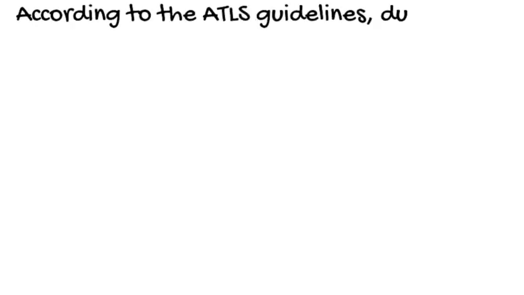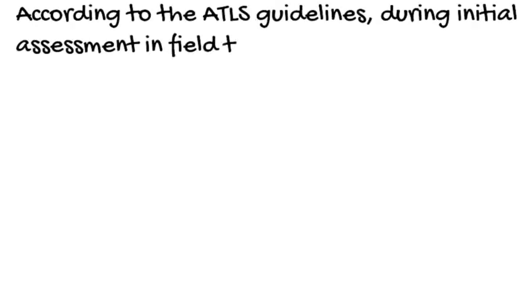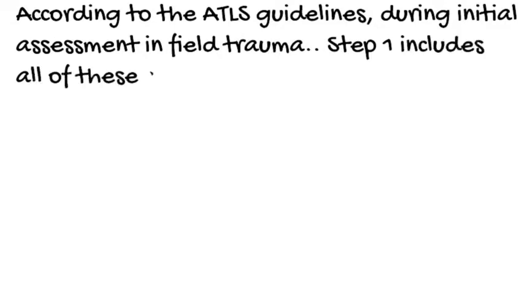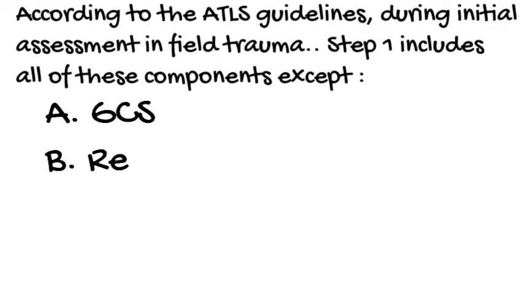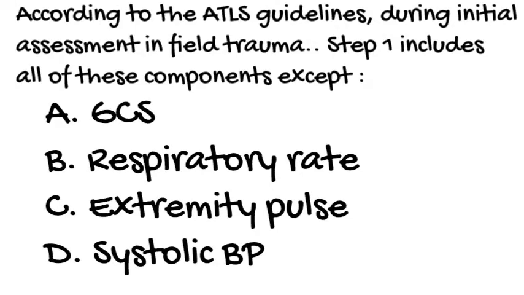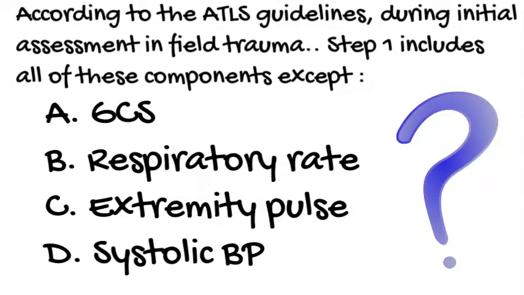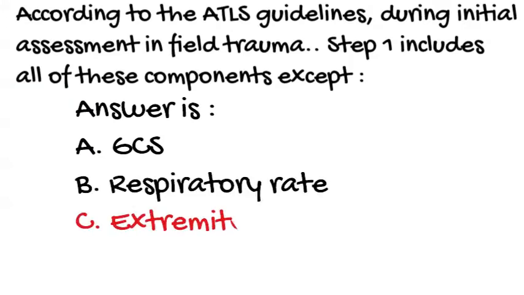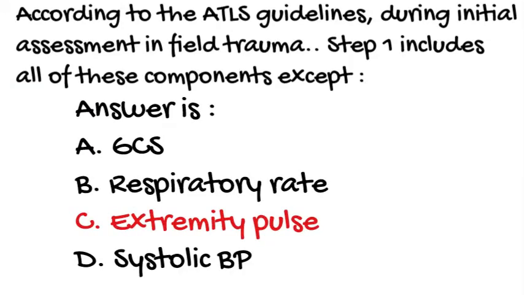According to ATLS guidelines, during the initial assessment in field trauma, Step 1 includes all of these components except: A. GCS, B. Respiratory rate, C. Extremity pulse, D. Systolic blood pressure. And the answer is C. Extremity pulse. And the explanation?